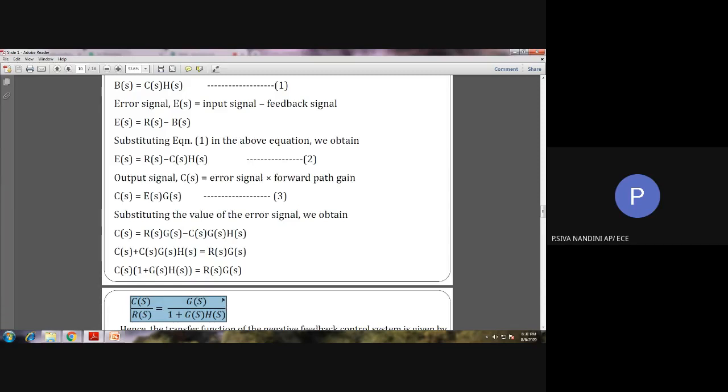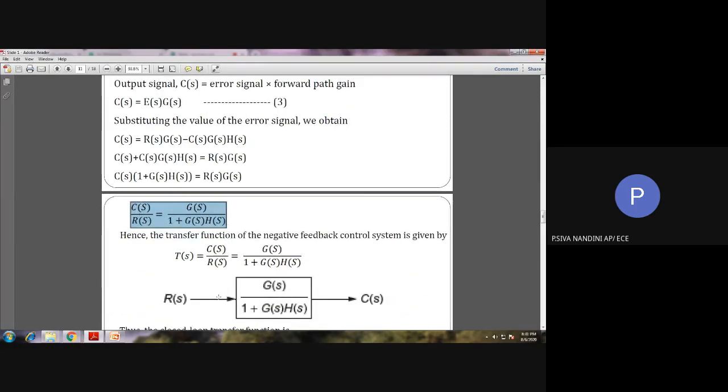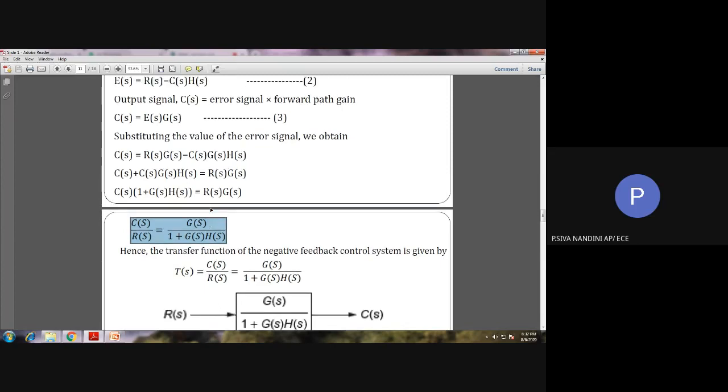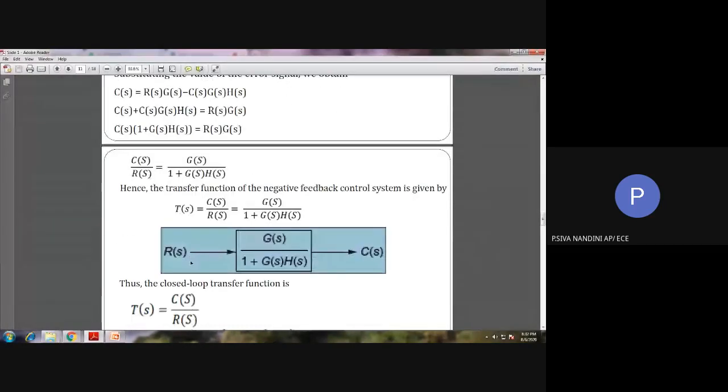So this is the value of the transfer function of a negative feedback control system, where G of S is the forward path gain and H of S is the feedback path gain. Forward path gain means this block G of S is the block available in the forward path, and this block H of S is available in the feedback path. So we can simplify this negative feedback system and write it like this. The same input R of S is given, the output C of S is obtained here, and the transfer function is obtained.